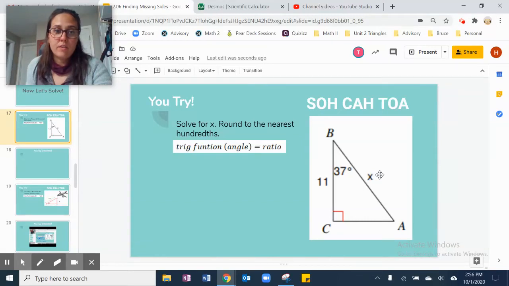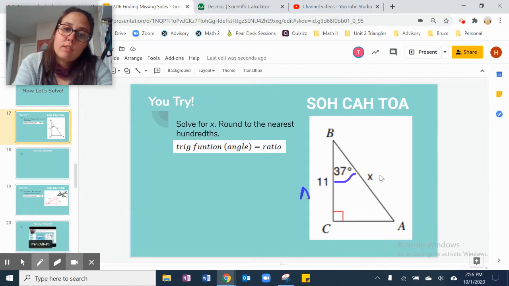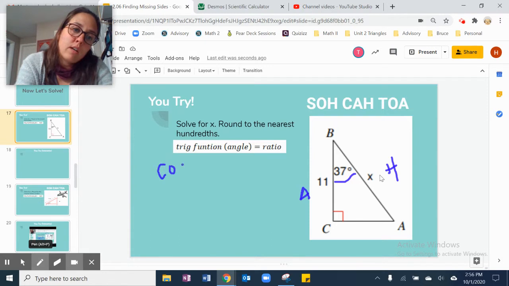Solve for x, round to the nearest hundredths. We already set this one up before on slide 12, so let's just use that same function. We had 37, and then we had adjacent and hypotenuse, so a and h is cosine, so cosine of 37 equals a over h, which is 11 over x.